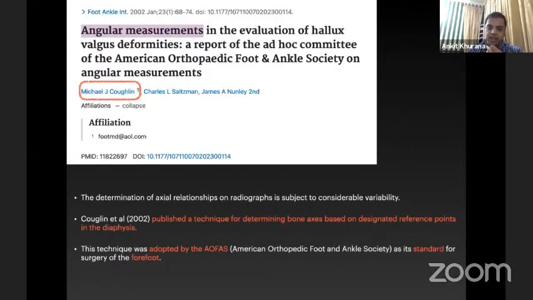So these radiological markers of hallux valgus have been defined by the great Michael Coughlin in his paper in 2002, which was adopted by the AOFAS as its standard for surgery of the forefoot.